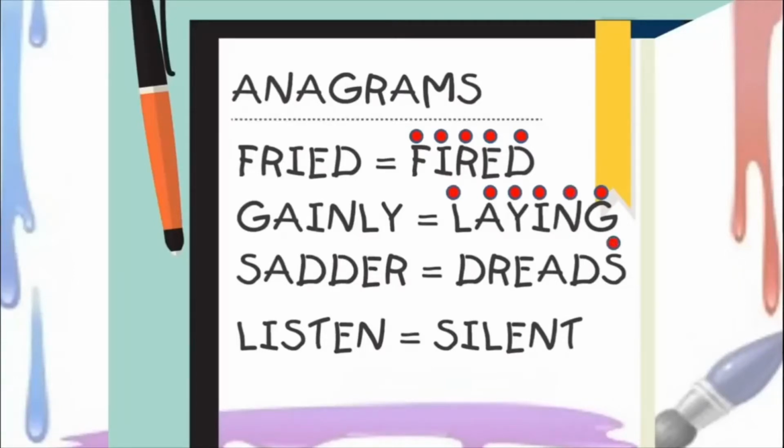Alright, come to the next word, sadder, S-A-D-D-E-R, sadder. So we have S, A, D and D-double-D, E, R, sadder. Alright, and finally listen and silent. So we have already seen.